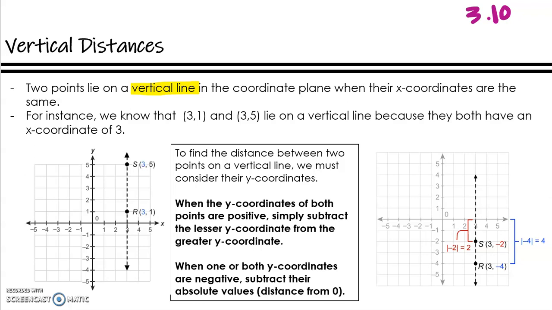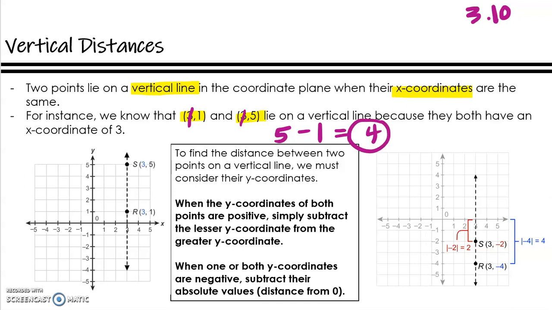When 2 points are vertical, this time their x coordinates are going to be the same. So for this one, (3, 1) and (3, 5), they lie on the same vertical line because their x values are both 3. So just like in the last video, remember we want to look at what's different. So we would mark those x's out, and I see that my y's are different. Because we're in the same quadrant, we're going to subtract 5 minus 1, and these are 4 units apart.